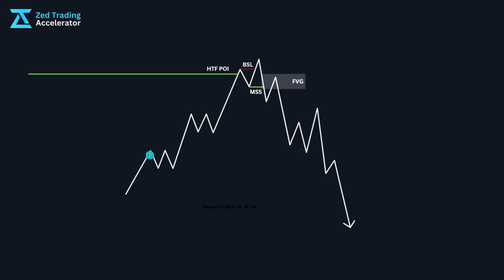As we can see right here, we have a lot of buyers. Traders are buying here, once again, until we reach this higher time frame point of interest. Remember, all of their stop loss are right here, right? After reaching that higher time frame point of interest in the form of a fair value gap, breaker block, order block, mitigation block, and more, we expect the price to react.